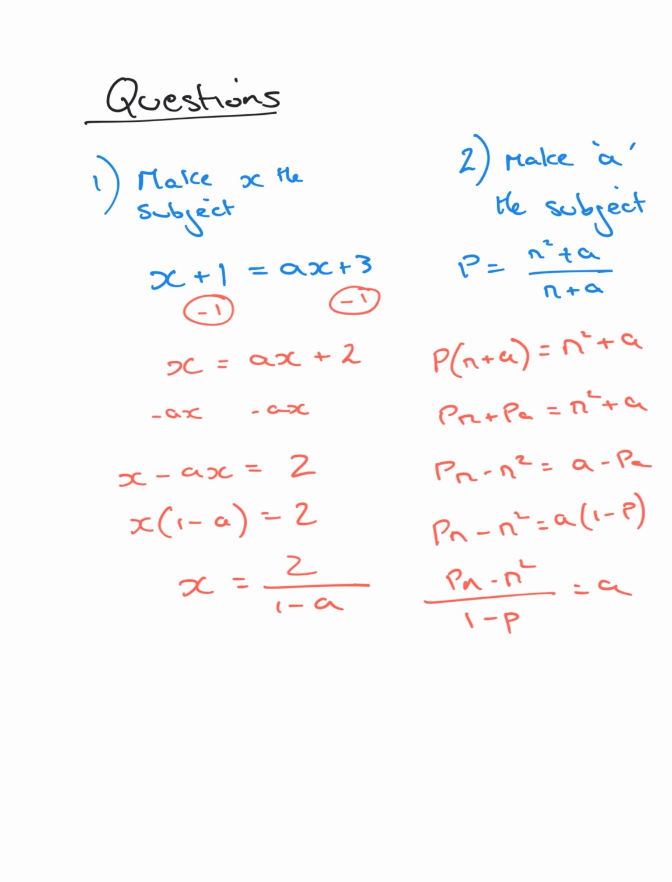And there we have our solution. First of all, on this left hand side, x equals 2 over 1 minus a. And on the right hand side here, pn minus n squared all over 1 minus p. The process was to multiply this one up, expand the bracket, get all my a's onto one side, my terms involving a, and my terms involving n on the other, p and n's, basically other stuff, not a's. Factorize here to give this, and then divide through by 1 minus p, and there we are with our answer.